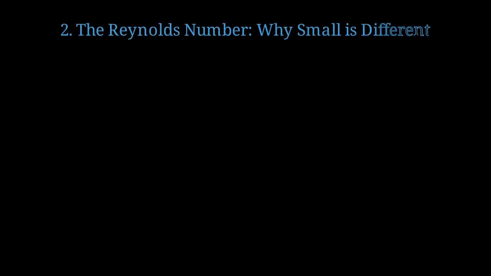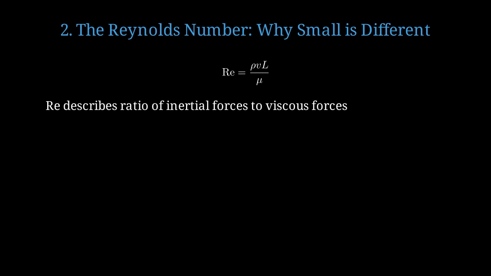At these tiny scales, physics works differently than in our everyday world, and the Reynolds number tells us why. The Reynolds number is rho V L over mu, where rho is fluid density, V is velocity, L is characteristic length, and mu is viscosity. The Reynolds number describes the ratio of inertial forces, which want to keep things moving, to viscous forces, which create drag and resistance. When Reynolds number is much less than 1, viscous forces dominate, and flows are smooth and predictable. When much greater than 1, inertial forces dominate, and turbulence emerges.